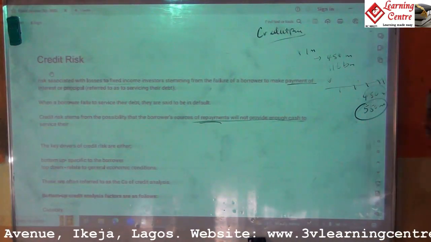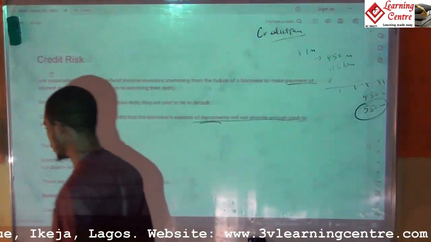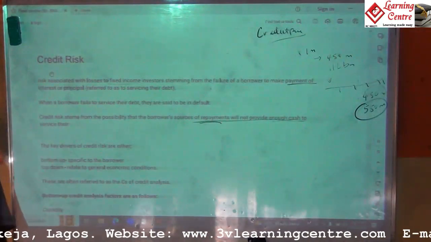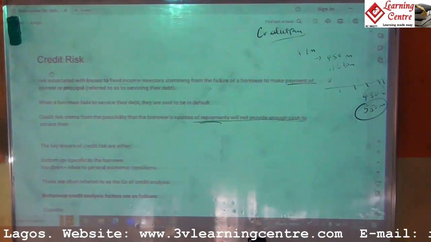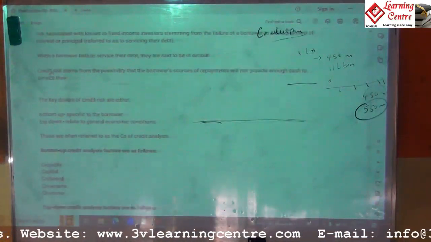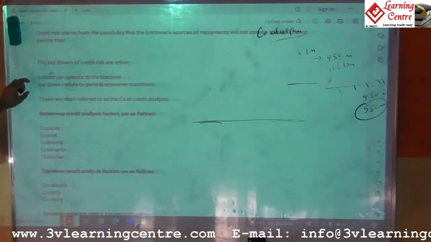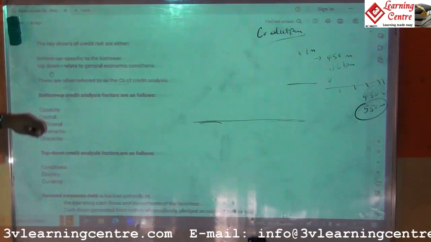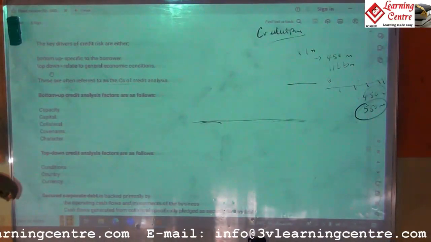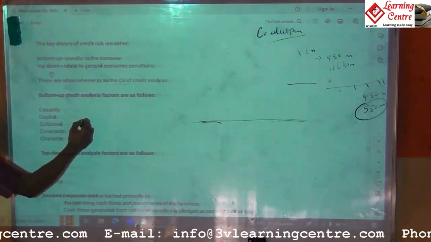You look at the drivers of credit risk. Drivers can be bottom up or top down. Bottom up means only the borrower, or top down from the macro down. Remember our 5 C's of credit.